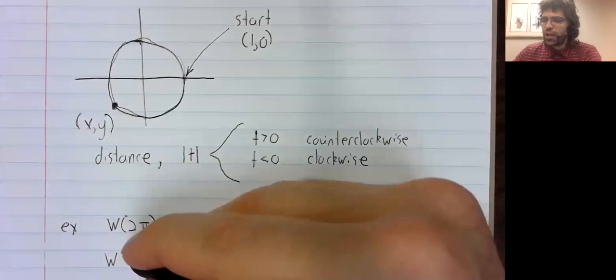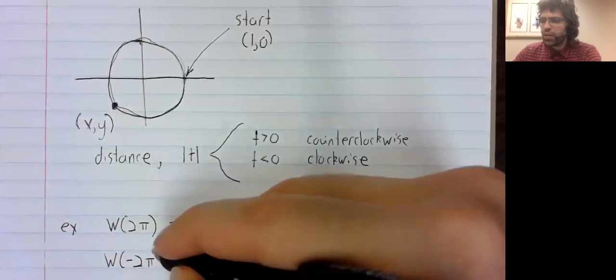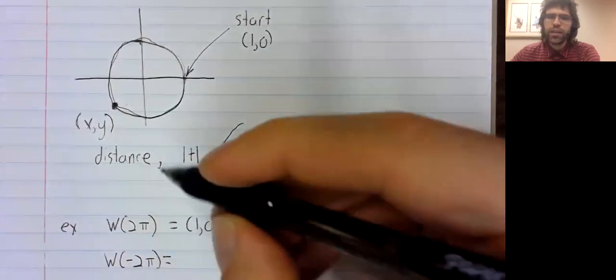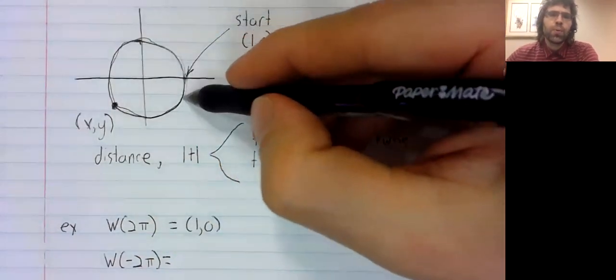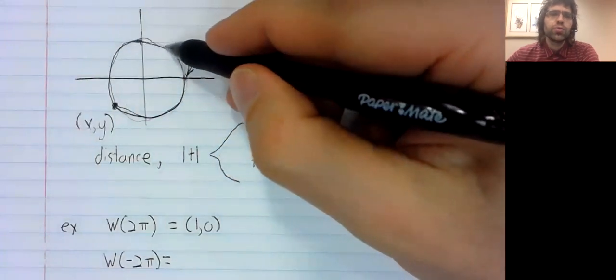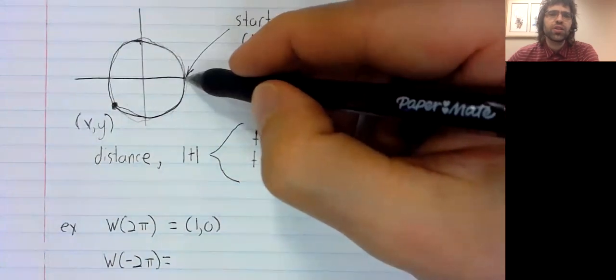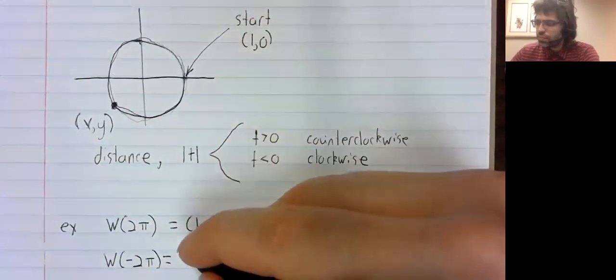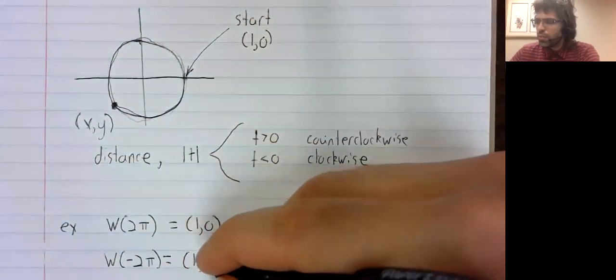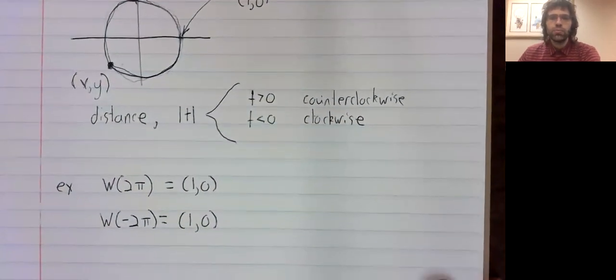If we applied the wrapping function to -2π, now we'd walk clockwise, but 2π units would still bring us to this point, (1, 0).